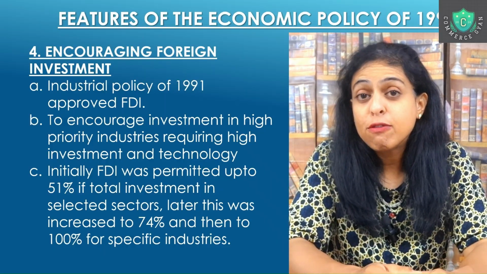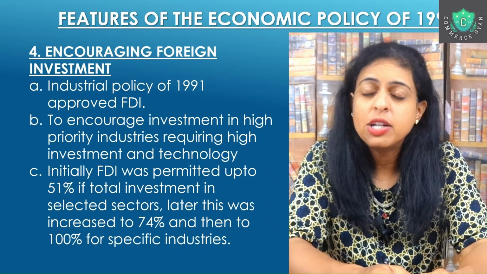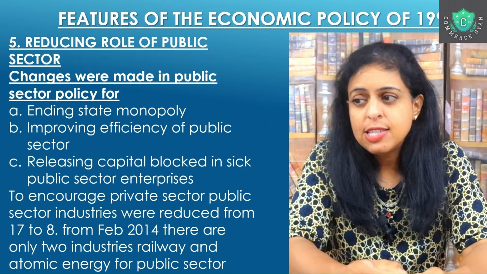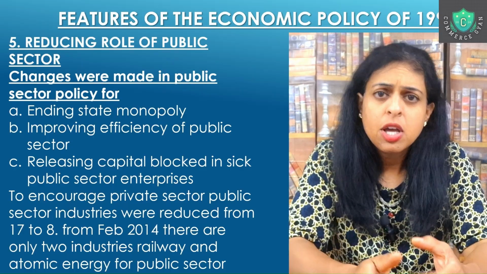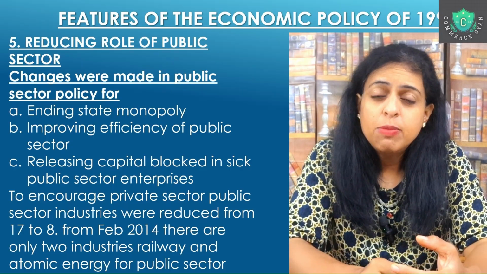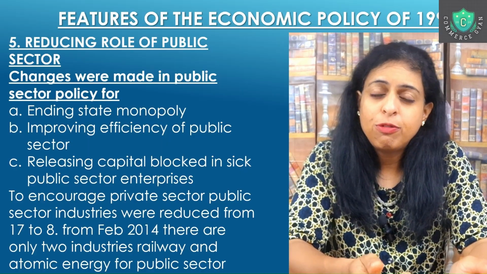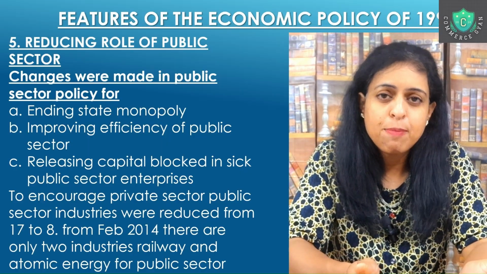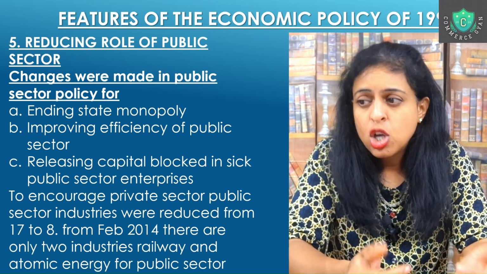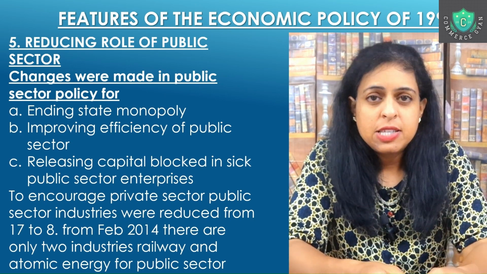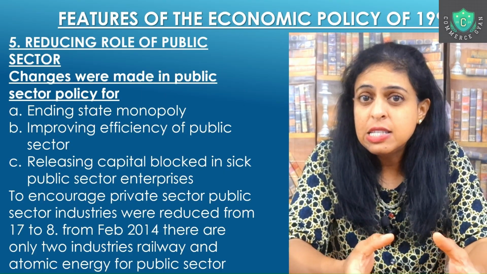Next in line, if we have to speak about the features of this particular policy of 1991, the fifth feature says reducing the role of public sector. Important. Private sector is equally important. And if we see today, right from 91 till date of 2025, the progress that has happened in India is very, very specific to the private sector. So private sector has entered in different fields and these fields have grown.